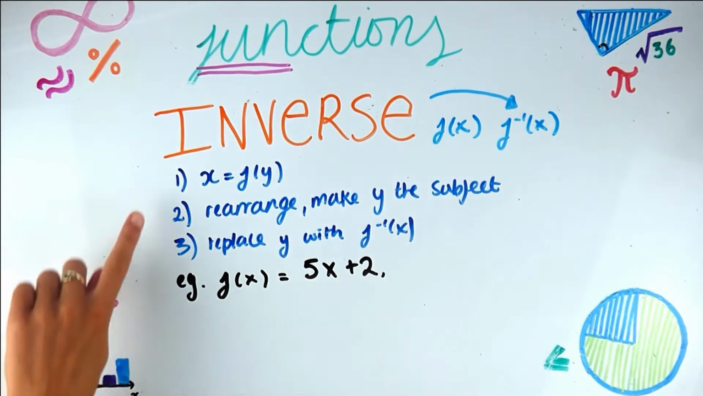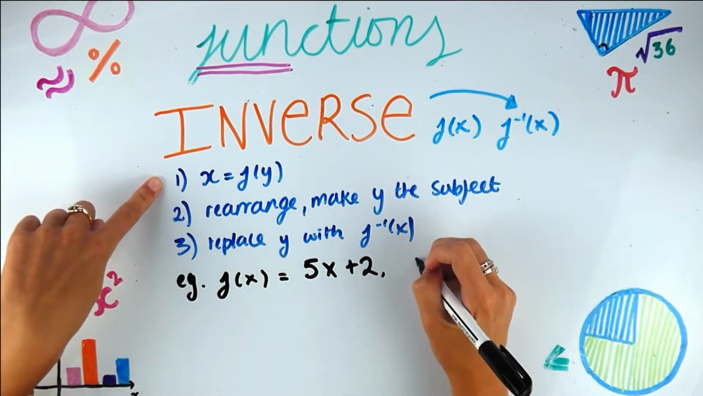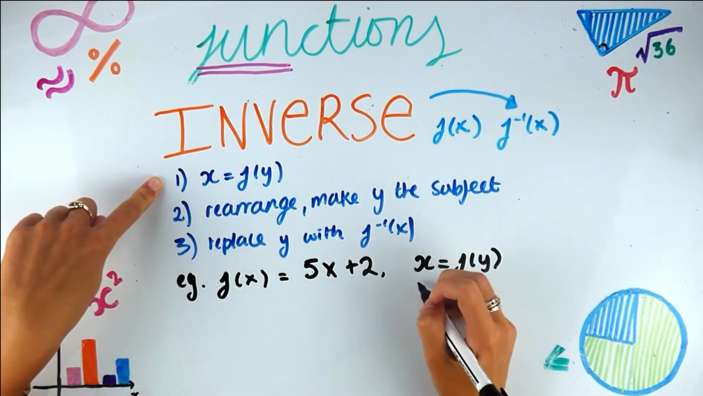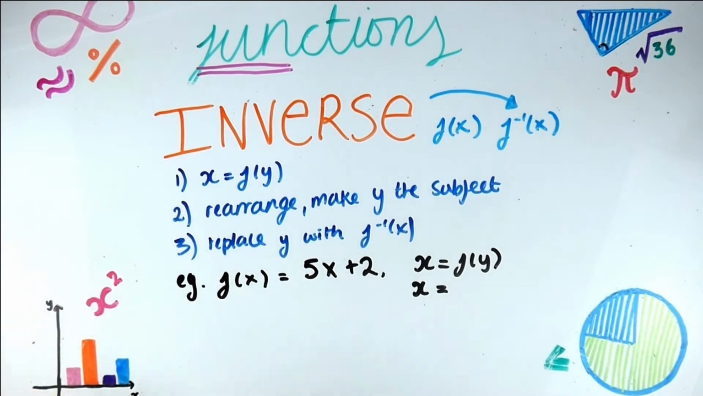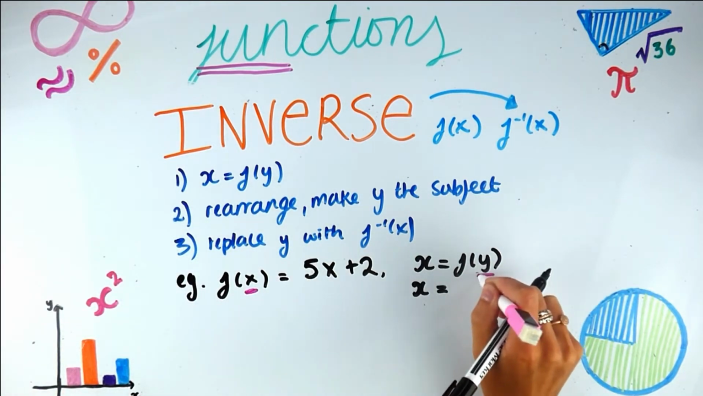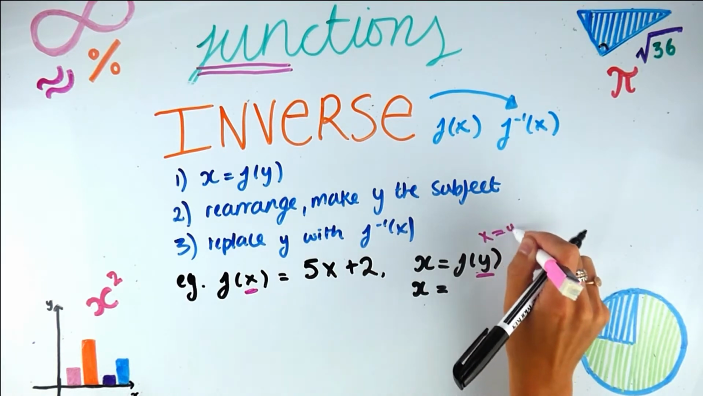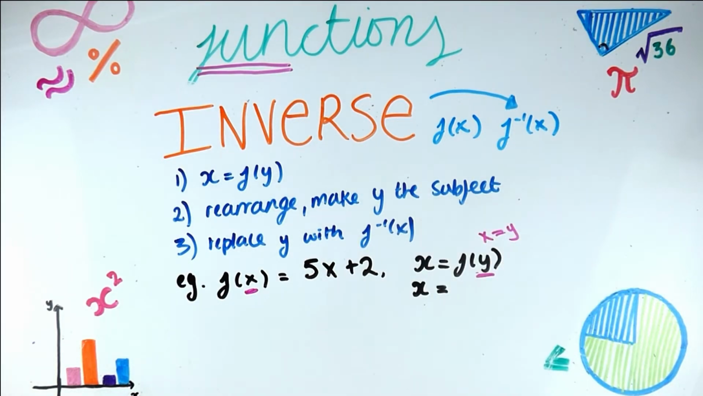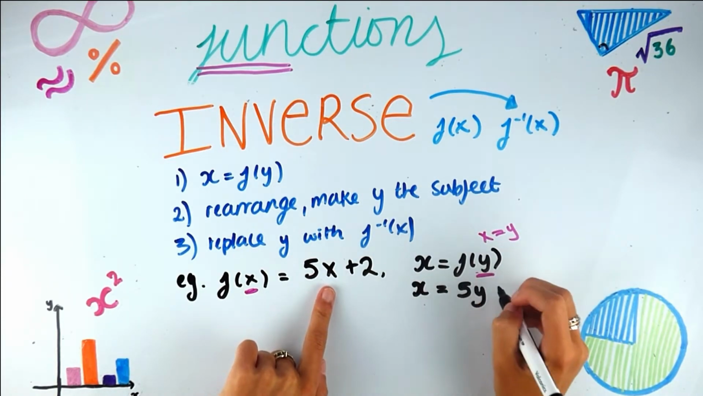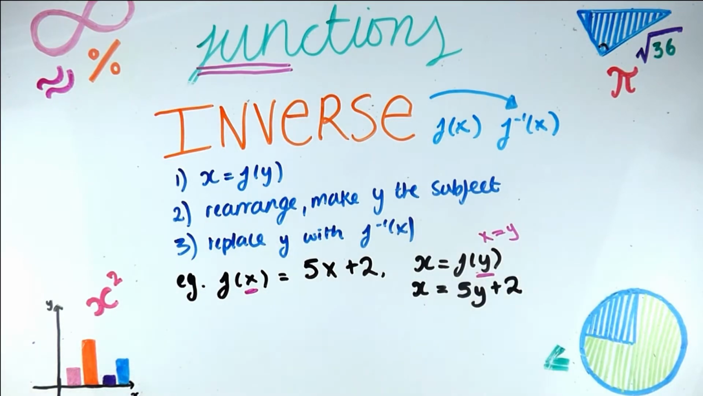So following our steps, step 1, write x equals f of y. So what is f of y? x equals, so in here, we've replaced x with y. Anytime I see an x now, I'm going to write a y. So I've got f of y, so 5, I see an x, it's now a y, 5y plus 2. Step 1.